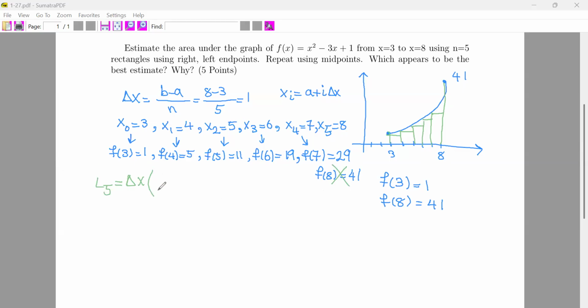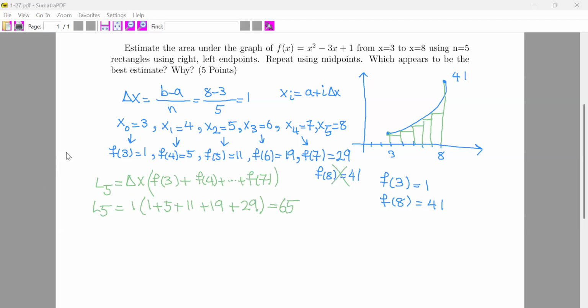So we know that delta x here is 1. We would add f of 3, f of 4, all the way to f of 7. So L5, delta x is just 1, times 1 plus 5 plus 11 plus 19 plus 29, which will be 65 as the left endpoint approximation.